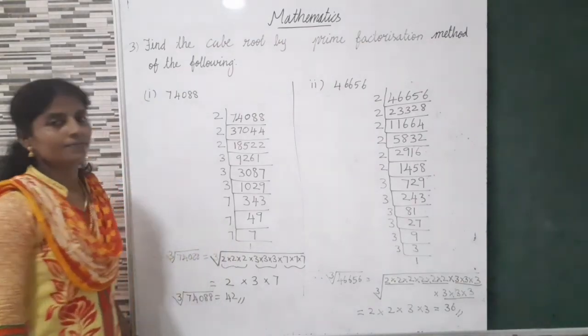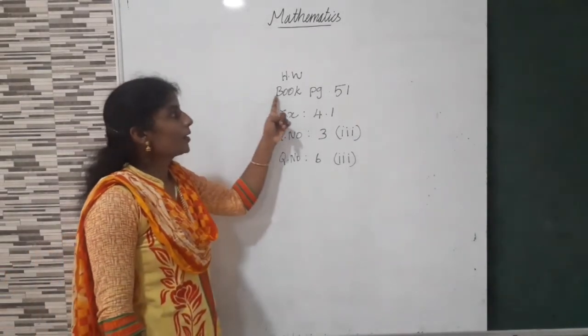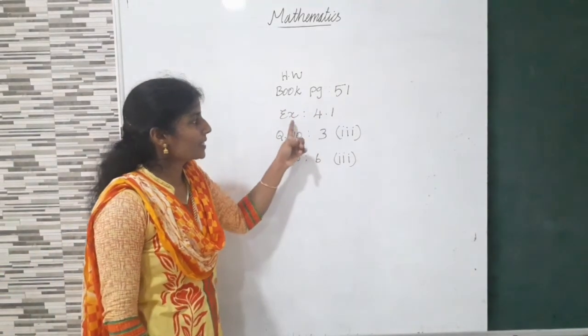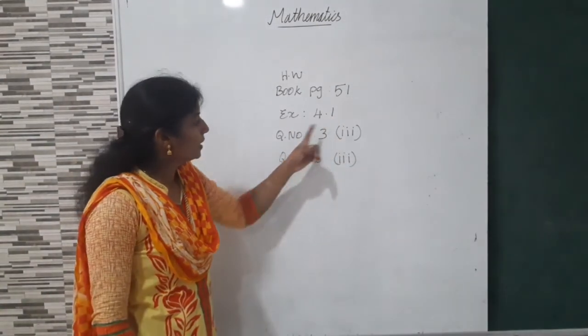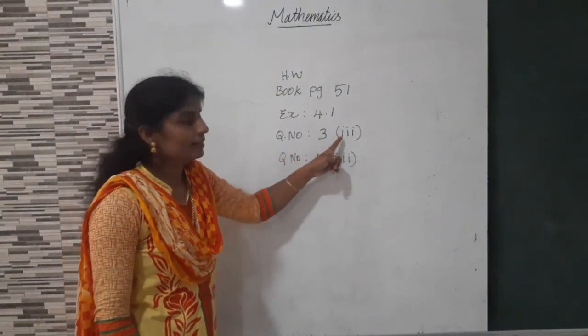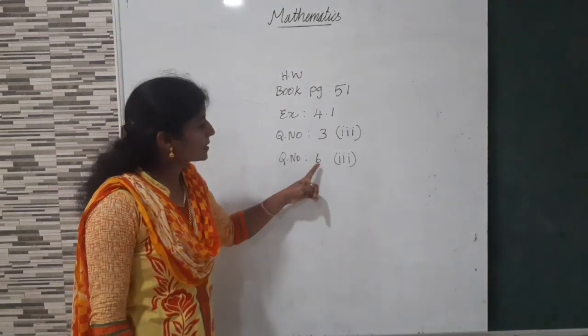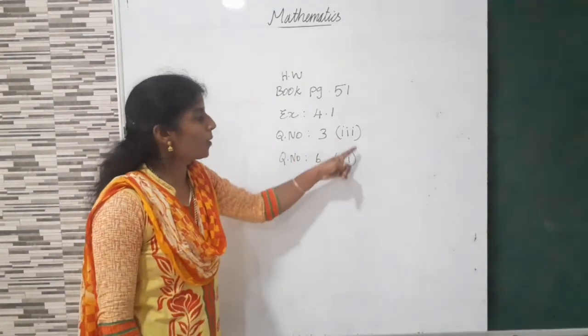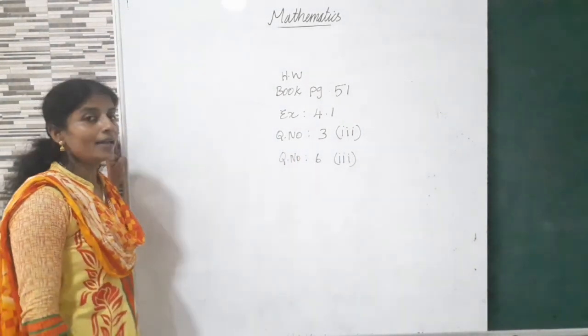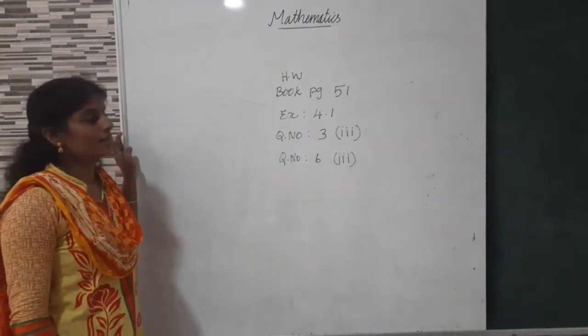Okay. Today's homework: book page number 51, exercise 4.1, question number 3, third question, and question number 6, third question. 2 problems homework. Okay. We can continue next class.